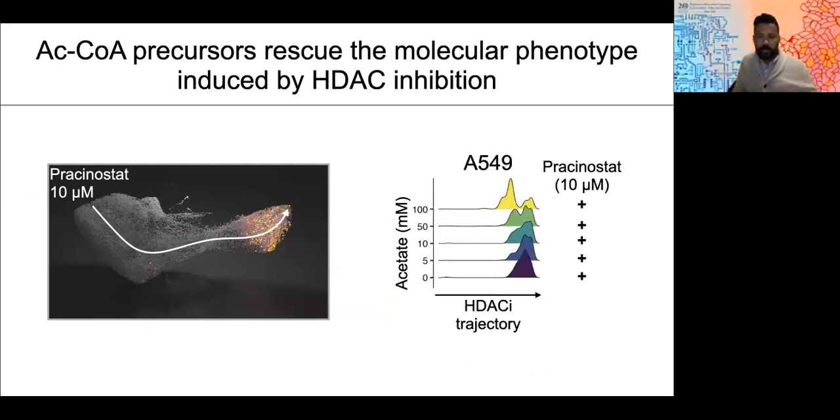And here I'm showing you density plots of the results. Cells treated with the HDAC inhibitor panobinostat, at a dose that pushes the cells far into the trajectory. So here's the density plot for that particular exposure. And as we go up, we're increasing the amount of acetate. We see that at the highest levels of acetate, we're able to block some of that progression towards the very end of the trajectory.